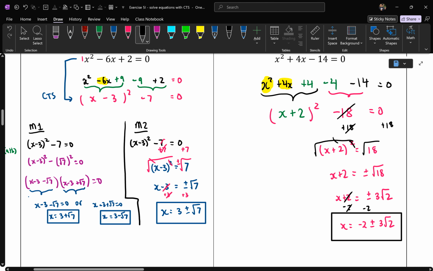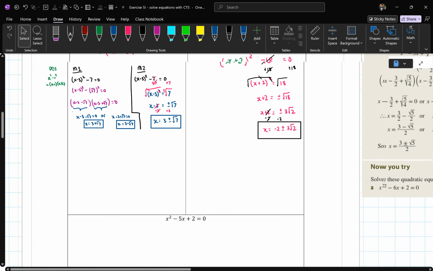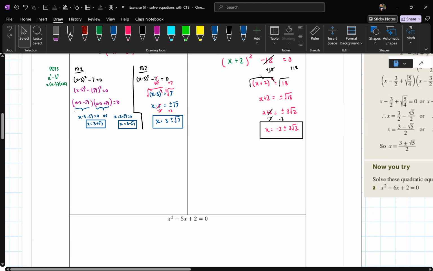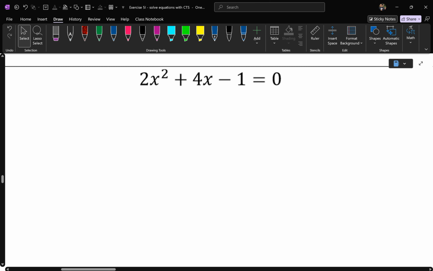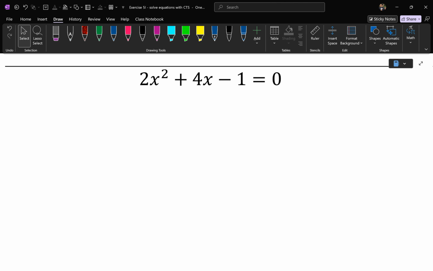That's revision of last session, completing the square. How many more problems do I have? I'll leave that third one for you, but I'm going to jump to the next page. I'm going to pick the one where you have a 2 at the front. So this problem as your last example for today. 2x squared plus 4x minus 1 equals 0.